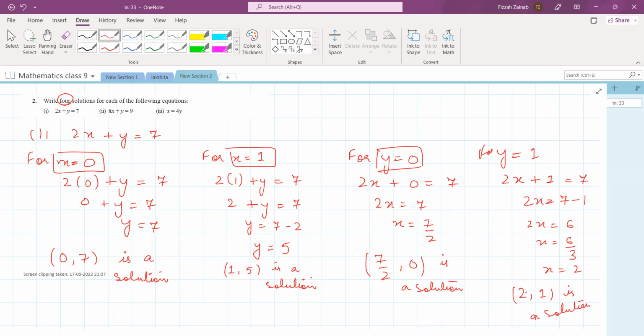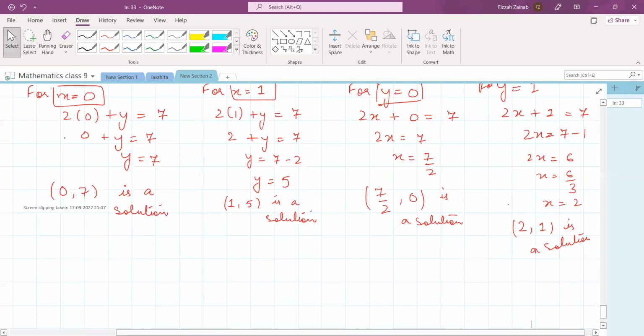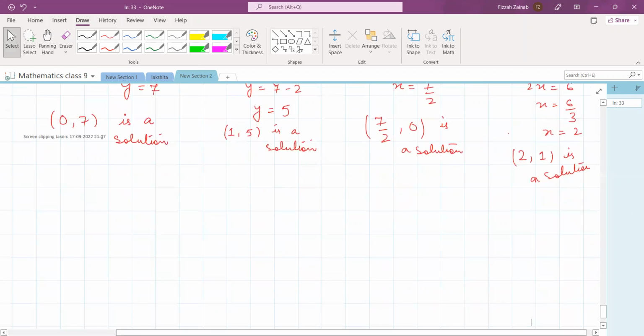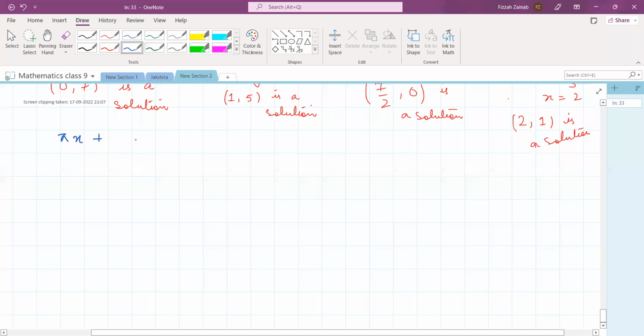Let's take the second equation. So it is in terms of pi, as I can see: pi x plus y is equal to 9. So I hope everyone has written. Yes, ma'am. Pi x plus y is equal to 9. That's your second equation.